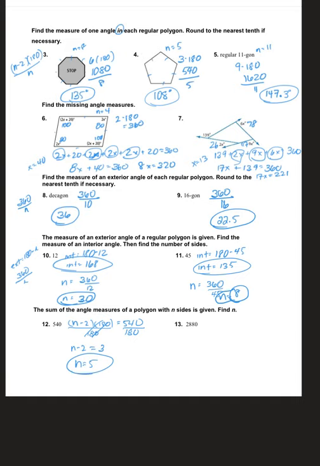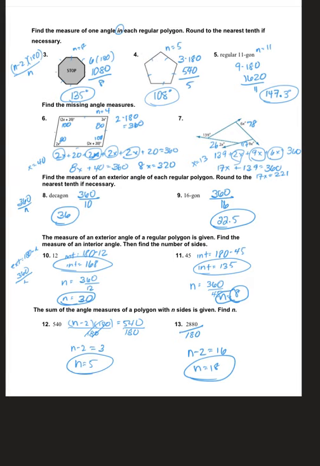So if we shortcut this, we're going to take this number divided by 180. So 2880 divided by 180 is 16. So n minus 2 has to equal 16, and just add 2 to both sides. So n equals 18.